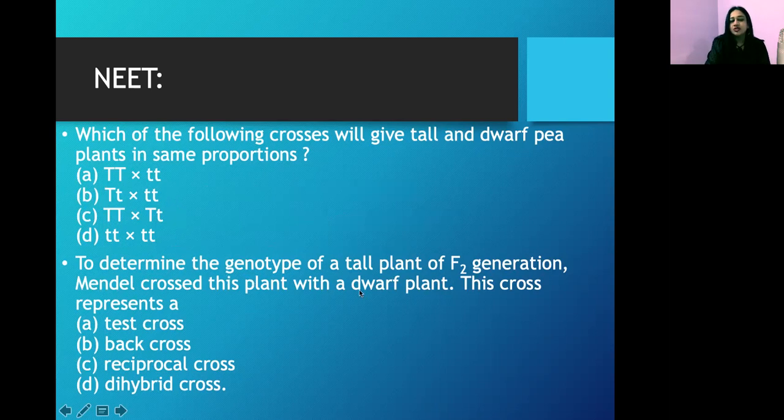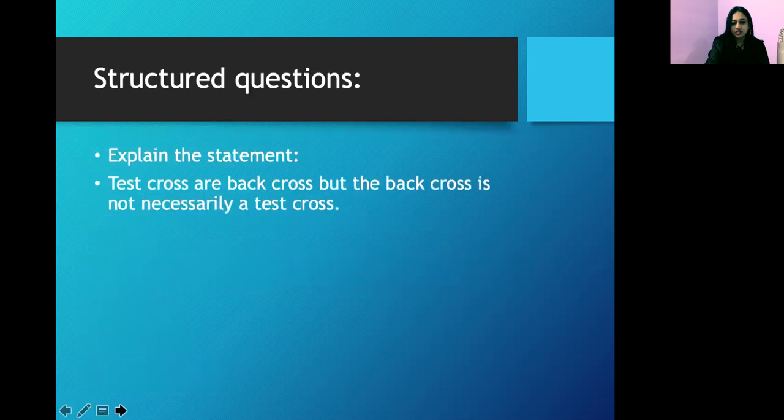To determine the genotype of a tall plant of F2 generation, Mendel crossed this plant with a dwarf plant. This cross represents? So when we have one hybrid crossed with a recessive feature, that is nothing but test cross, because backcross is with the dominant feature. Reciprocal cross is nothing but the character which you have taken in the first generation of the male, and in the second you will take with the female. Then it's not a dihybrid cross.